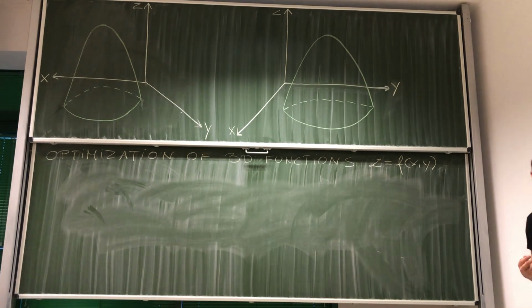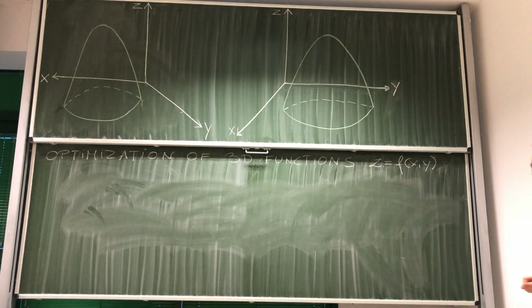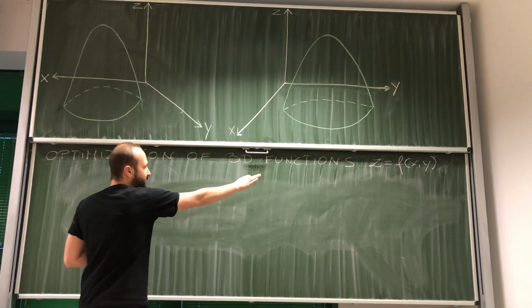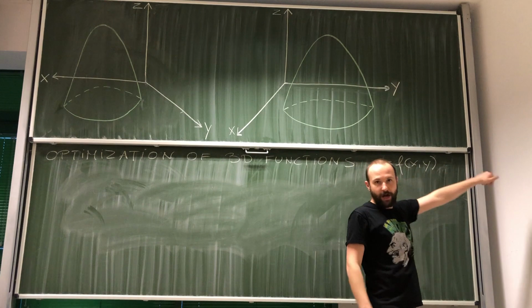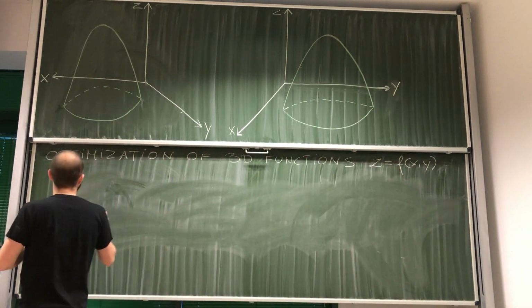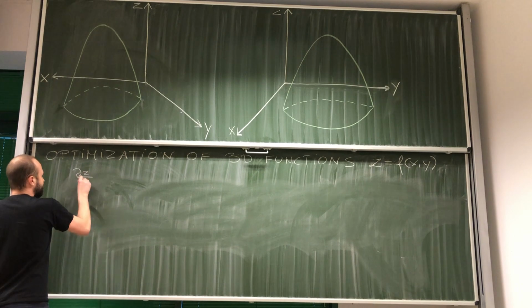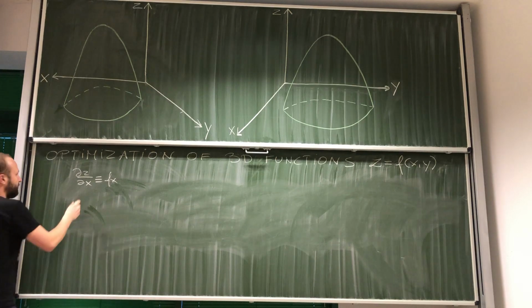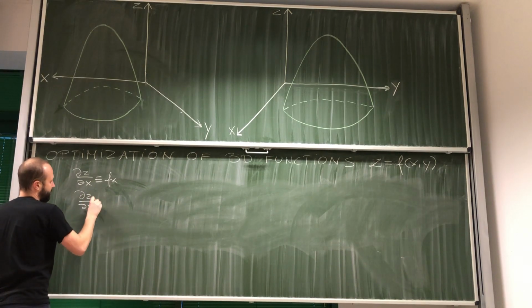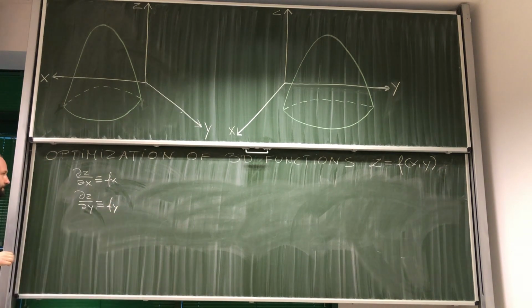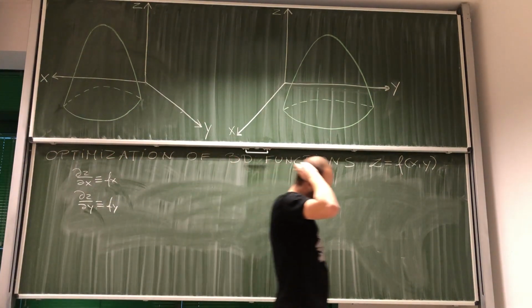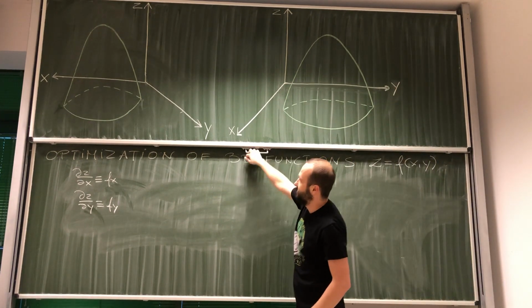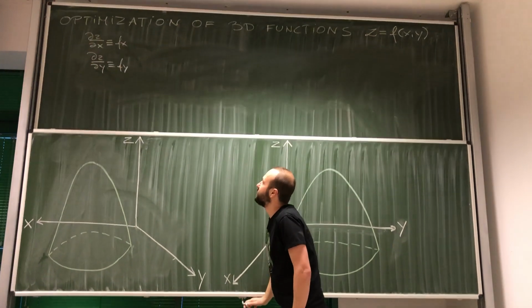Okay, we already had some hints. We definitely need to use partial derivatives for that. And look, if our function is z equals f of x, y, then of course we can calculate two partial derivatives: dz/dx, or fx for short, or dz/dy, or fy.